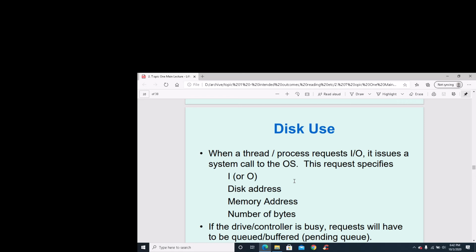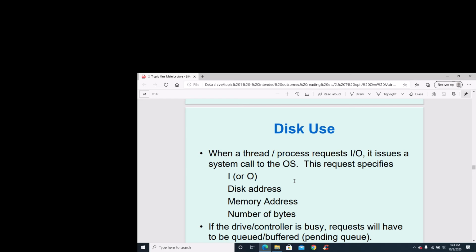Tell Windows 10 you want to read all the data on the hard disk drive that relates to the particular image of interest. You've stored an image on the hard disk drive. Logically, the request specifies, first of all, what do you want to do? Is it input or is it output? One or the other. Can't be both, can't be neither. What do you want to use the disk system for? You want to do input or do you want to do output?